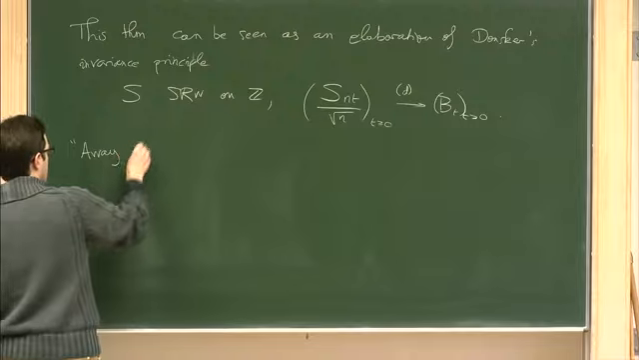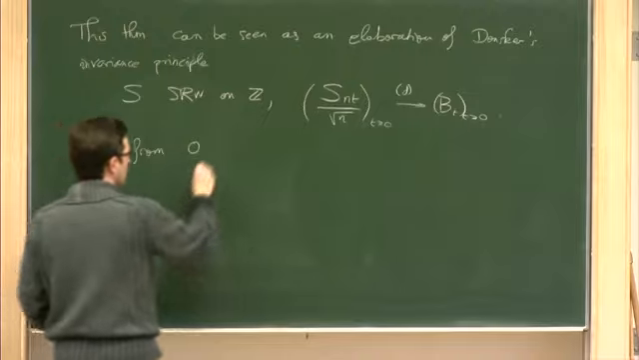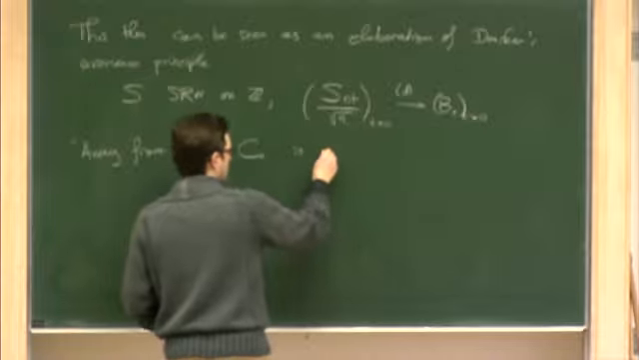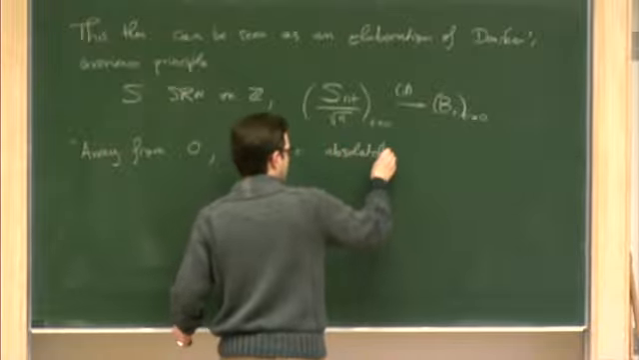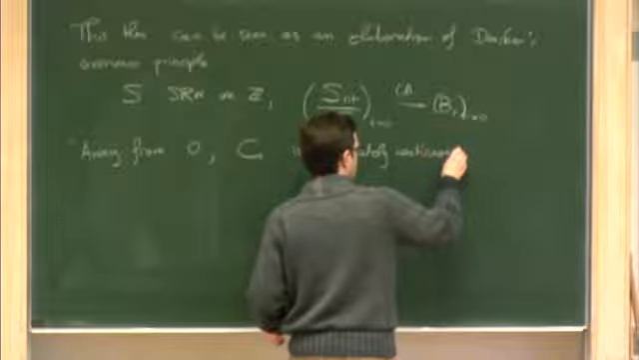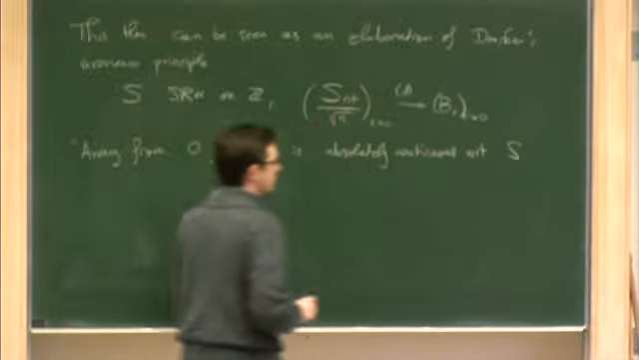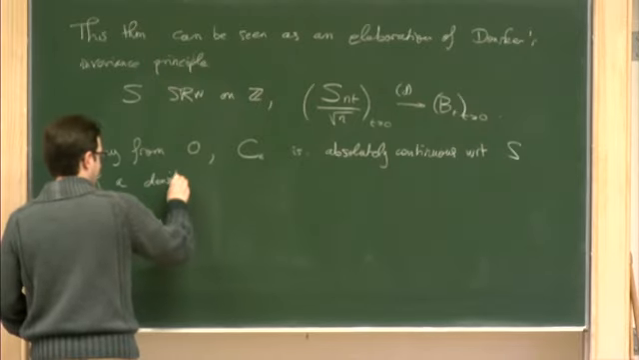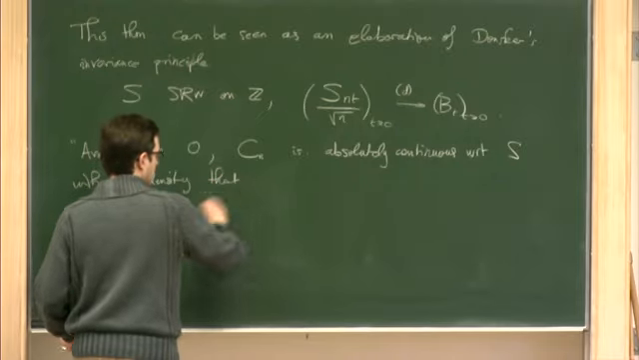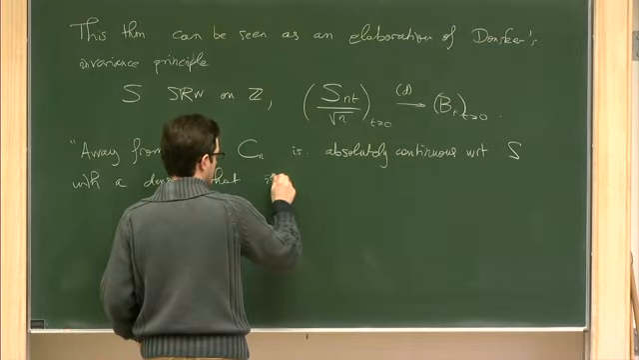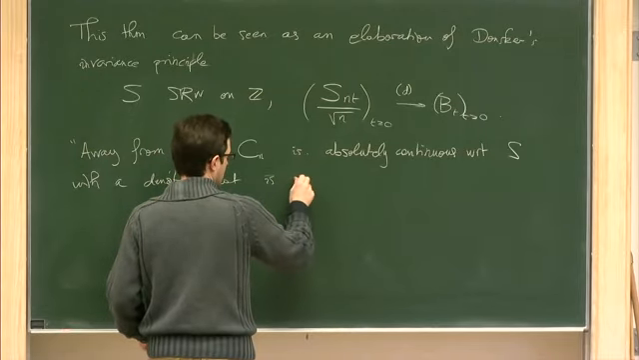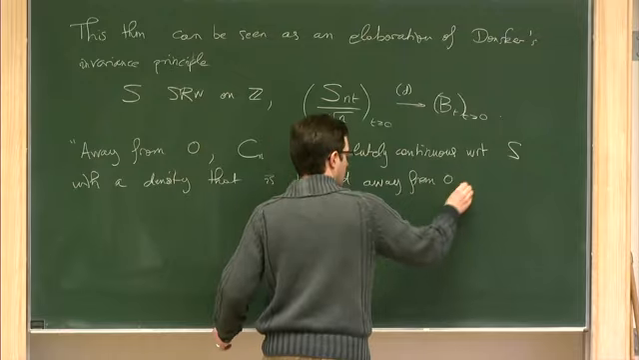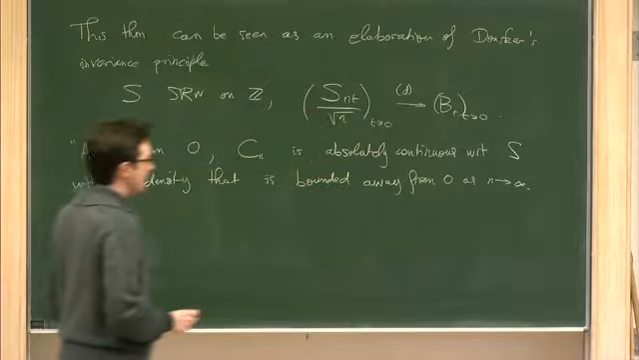away from 0, this conditioned walk Cn is absolutely continuous with respect to S, with a density that is strictly positive, or that is bounded away from 0 as n goes to infinity. So what does this mean?